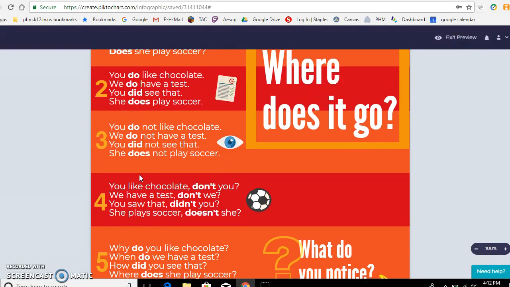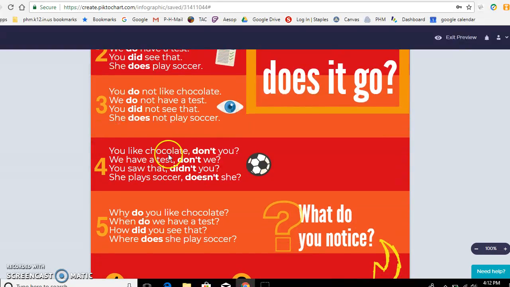And then my fourth section says, You like chocolate, don't you? We have a test, don't we? You saw that, didn't you? She plays soccer, doesn't she? So in this section, they're obviously tag questions. I don't know if we might have gone over that before, but they could start to see that pattern as well, that it comes after a comma and it kind of makes a question on the end of a sentence.